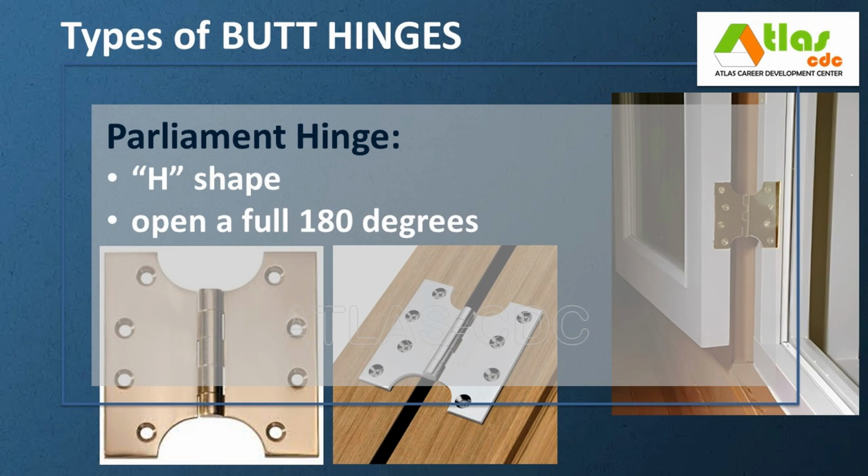A Parliament hinge, also known as a wide-throw hinge, is a type of door hinge designed to allow a door to open a full 180 degrees, clearing any obstructions like architraves or deep reveals, and lay flat against the wall. It achieves this with a distinctive H shape and a cutout section, enabling the door to swing fully open without interference.